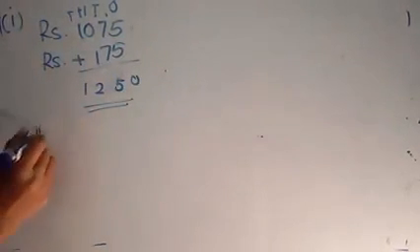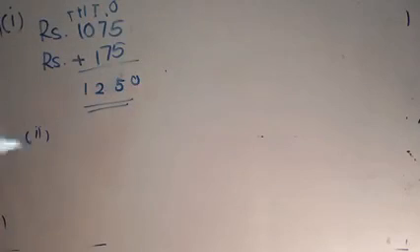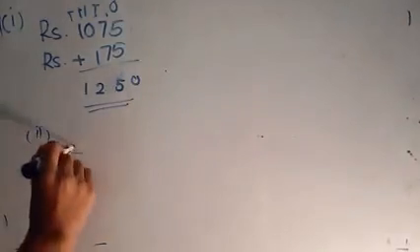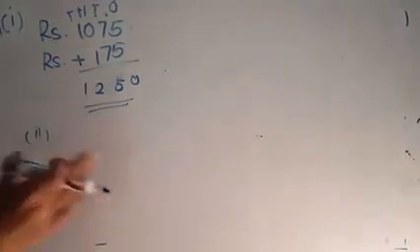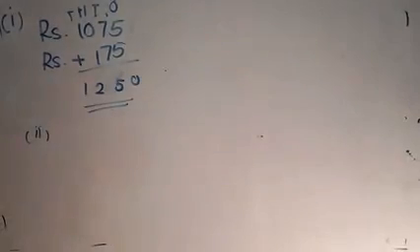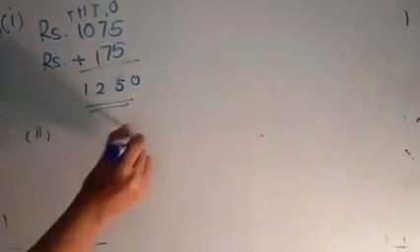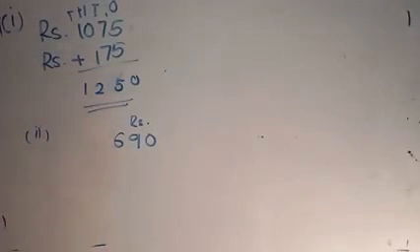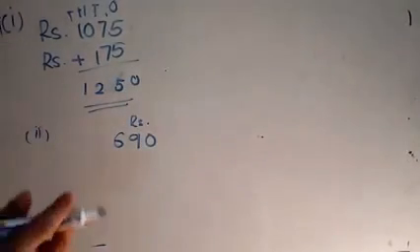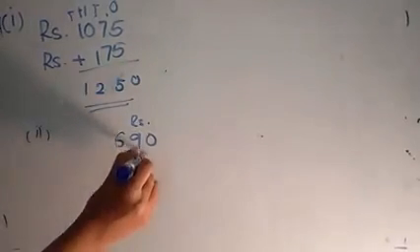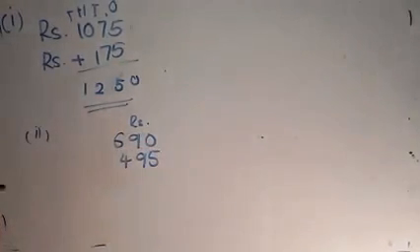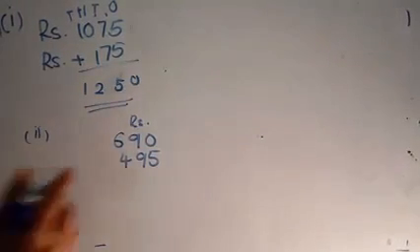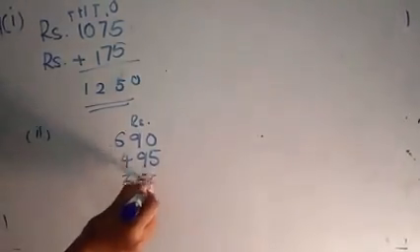Number 2. Malmi bought a skirt, a blouse and a short. What was the total amount? Again, total amount means the total, addition. Adding all of the things together. So, a skirt. What is the price of a skirt? It is 690 rupees. I'll write the rupees up. A blouse. The price of a blouse is 495. Then a short. The price of a short is 350.